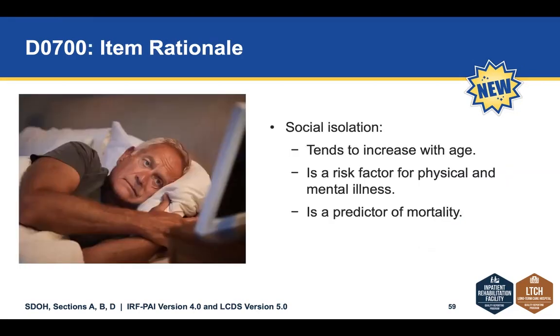Social isolation tends to increase with age. It is a risk factor for physical and mental illness and a predictor of mortality. Assessing social isolation can facilitate the identification of patients who may benefit from engagement efforts and improve quality of life. Programs to increase social engagement of patients should be designed and implemented while also taking into account individual needs like disability or language and preferences such as cultural practices.